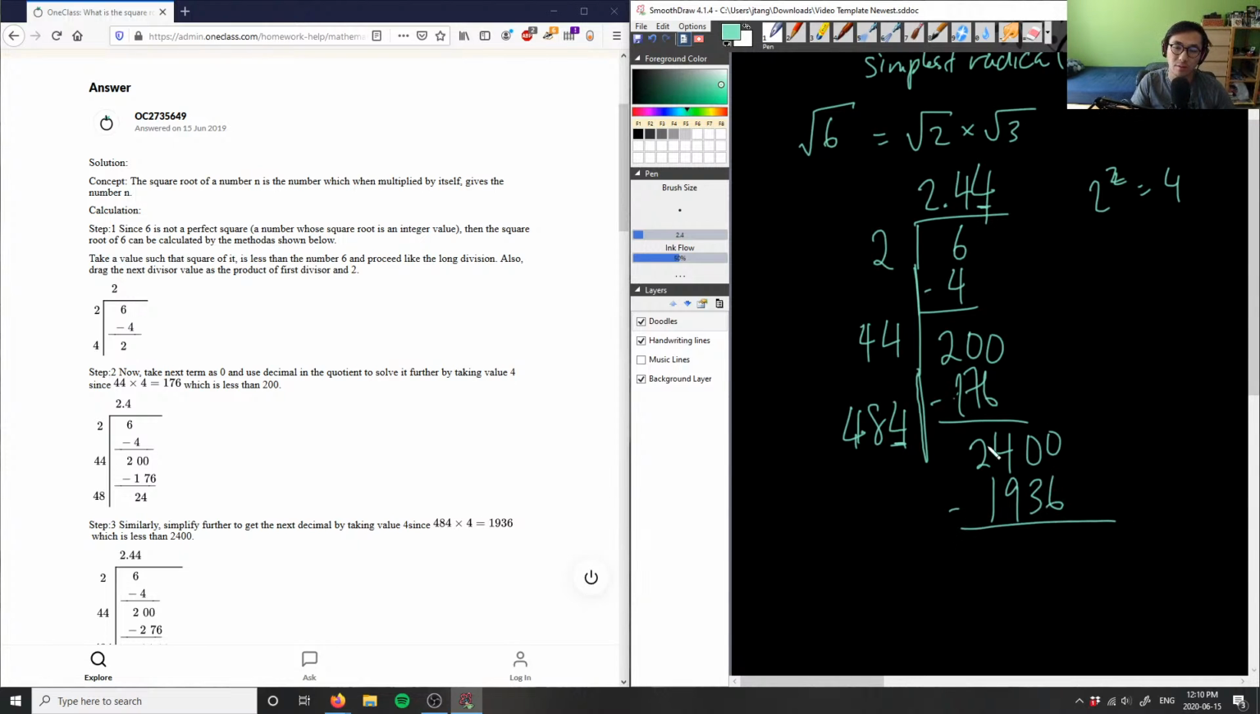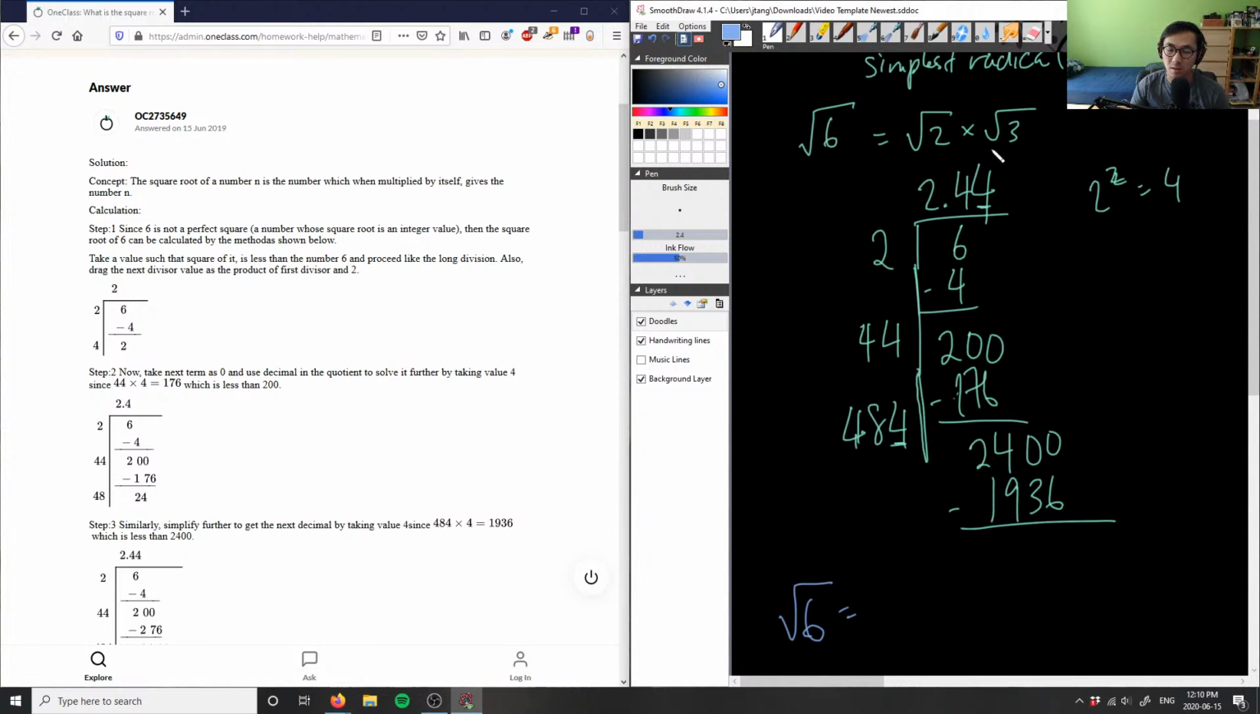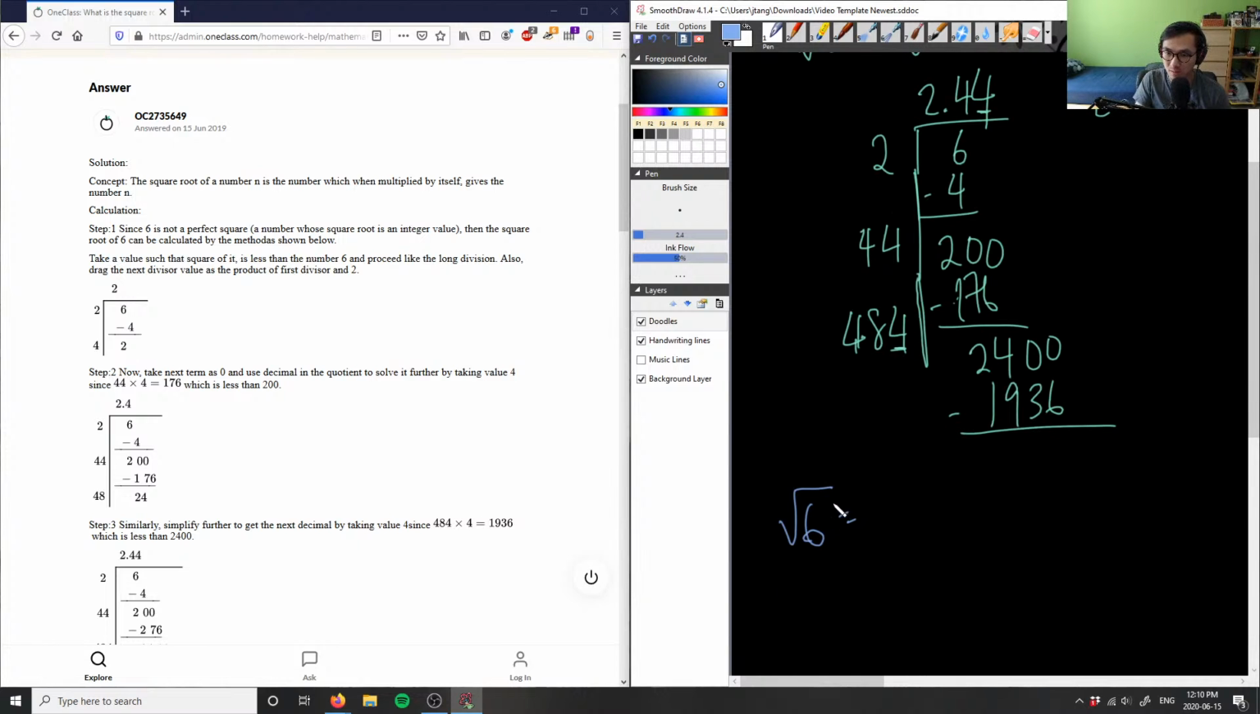Again, we can actually keep doing this process over and over again to find the other decimal numbers, but we usually stop at 2 here. So in this case, what we can verify is that root 6 is approximately plus or minus 2.44.